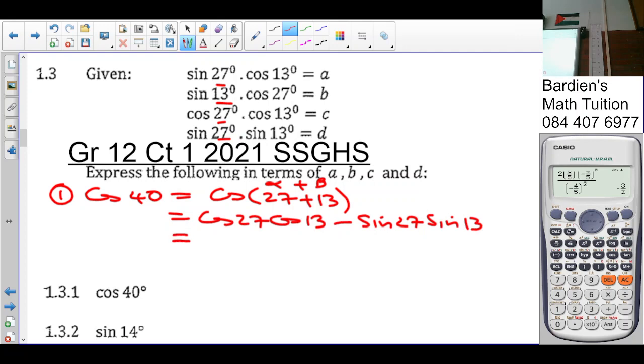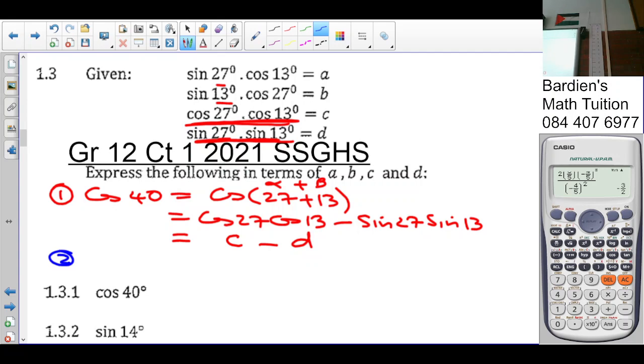So now we see, okay, cos 27 cos 13 is C. Can you see that, people? Minus sin 27 sin 13 is D. So in other words, that's C minus D. Okay, that's very simple, no? You tell me, why are they having the maths question so easy for grade 12s? No, that should be your question.